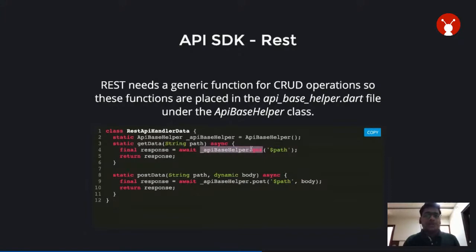So we are calling the get function of this API base helper class using this instance here. Similarly, we are using the API base helper dot post method here to make the post request and get the required response. So these are the high-level functions. How are we going to use these functions?